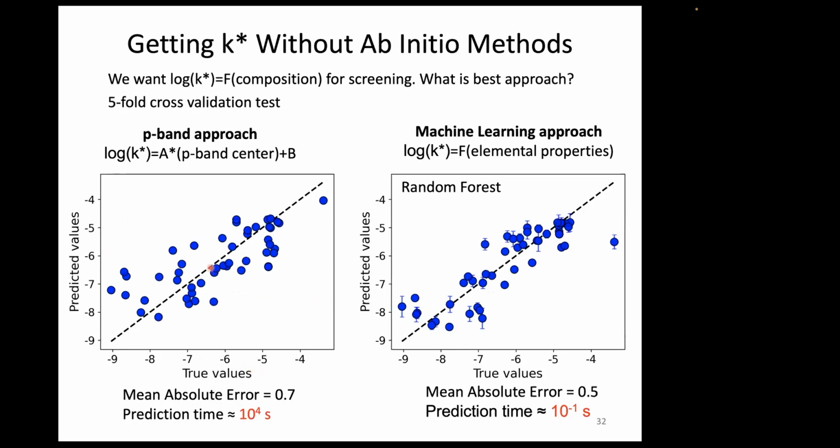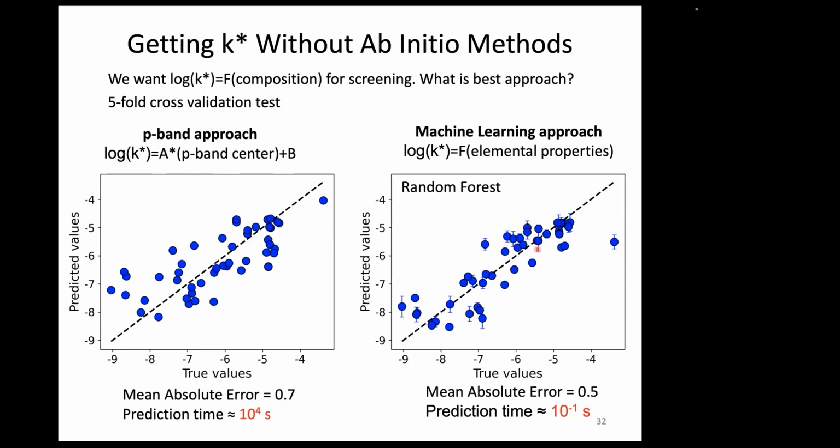And on the left, I used our p-band center technique. I said the surface exchange coefficient is a linear function of the quantum mechanically calculated p-band center, and I fit the coefficients A and B, and then I predicted this new data set, this test data, and you can see the correlation I get. It's decent. I get a mean absolute error of about 0.7 log units, but the time to do one prediction for a new data point in this correlation is about 10,000 seconds, right? It's a few hours, because I have to do a full quantum mechanical calculation.